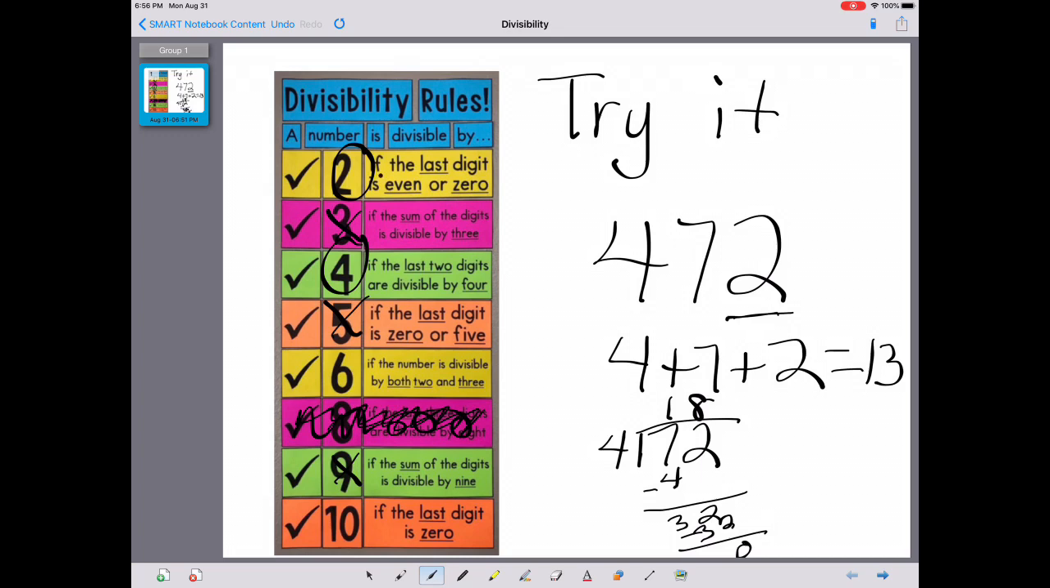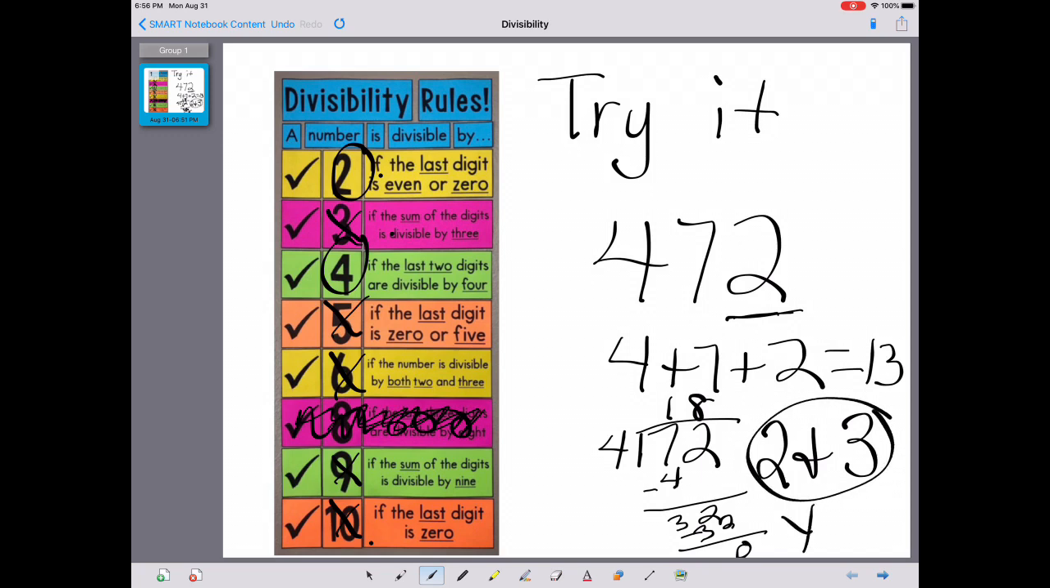The 6 rule is if 2 and 3 work. Well, 2 works, but 3 doesn't, so 6 doesn't. And the 9 rule I checked at the same time I checked the 3 rule, because they're the ones that you add together. If 3 doesn't work, 9 doesn't work. But if 3 works, you have to check 9. And 9 does not go into 13.